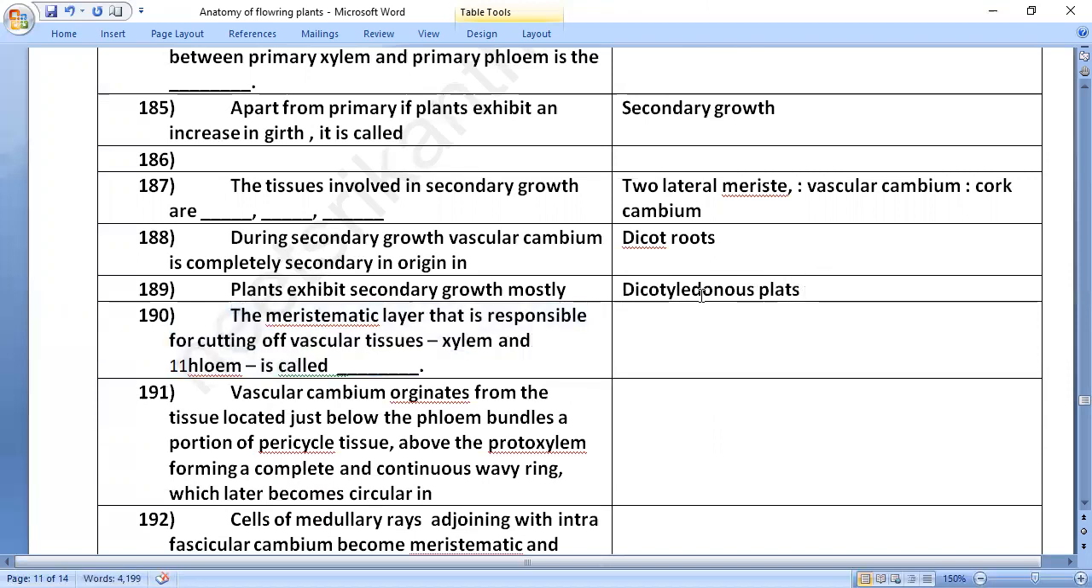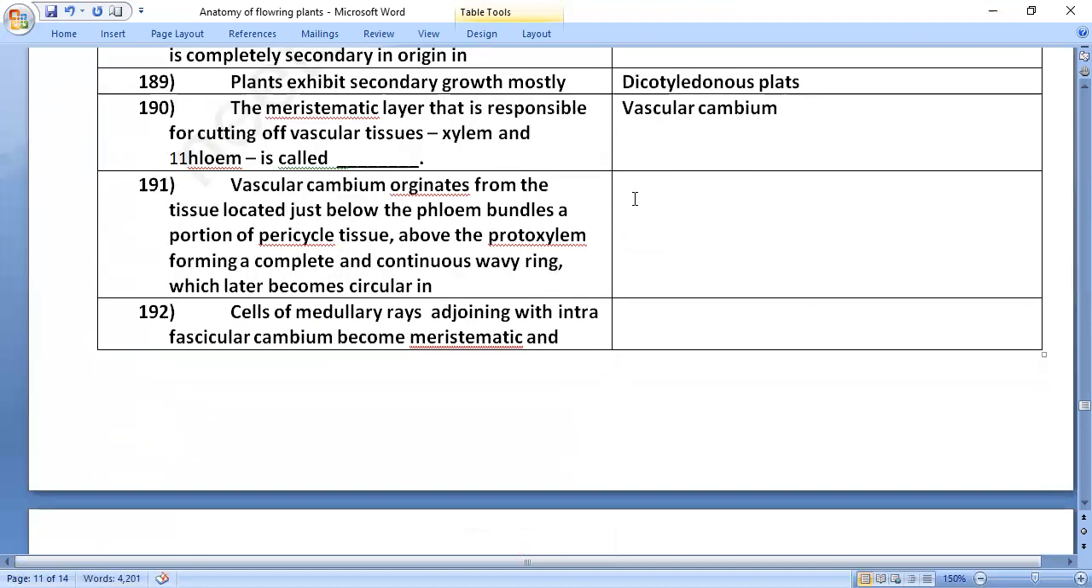The meristematic layer that is responsible for cutting off vascular tissue, xylem and phloem, is called vascular cambium. Vascular cambium originates from the tissue located just below the phloem bundles and a portion of pericycle tissue above the protoxylem, forming a complete and continuous wavy ring, which later becomes circular in dicot roots.